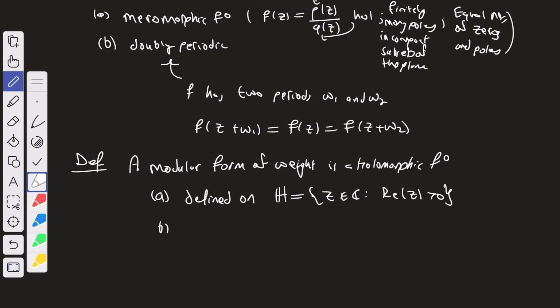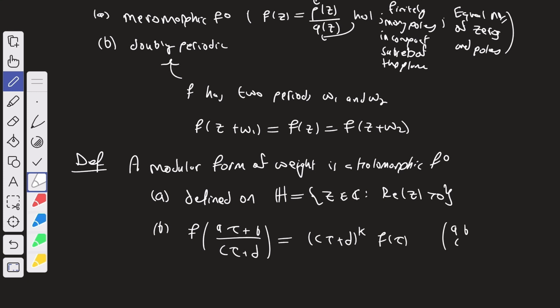And second, it satisfies the homogeneous equation: f of (a tau plus b over c tau plus d) is equal to (c tau plus d) to the k times f of tau, where (a b; c d) is a matrix that has integer coefficients and its determinant is 1.